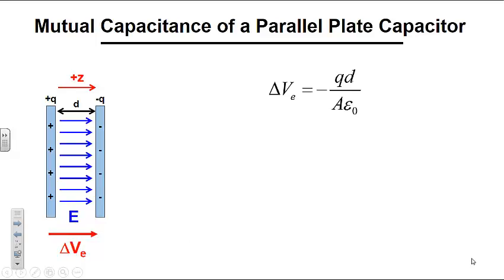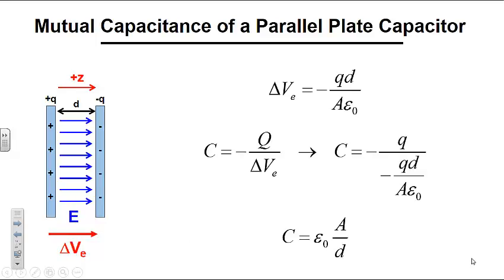We can then use this expression to determine the mutual capacitance. As expected, the mutual capacitance depends upon only geometric factors of the capacitor. In this case, it depends upon the surface area of the capacitor and the distance between the two plates. As before, the larger the surface area, the larger the capacitance.